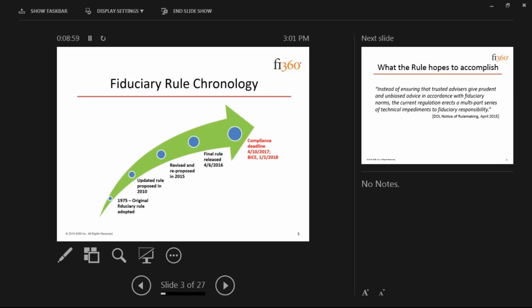So looking at the chronology first, as you can see by the slide, we actually go all the way back to 1975 when the original fiduciary rule was adopted. 1975, the year after ERISA was passed. So when the associated regulation was written that spoke to this rule and in particular this definition of fiduciary, that's when the five-part definition was established, and we'll talk about that five-part definition in a slide or two, and how that has changed. But 75 is when that five-part definition got started.